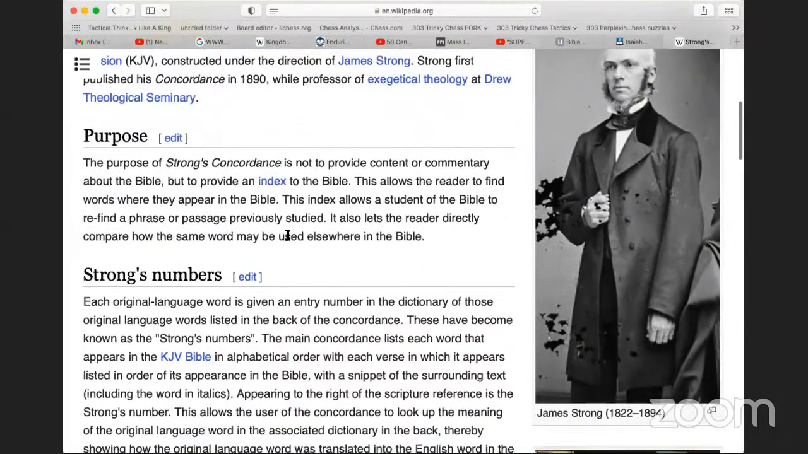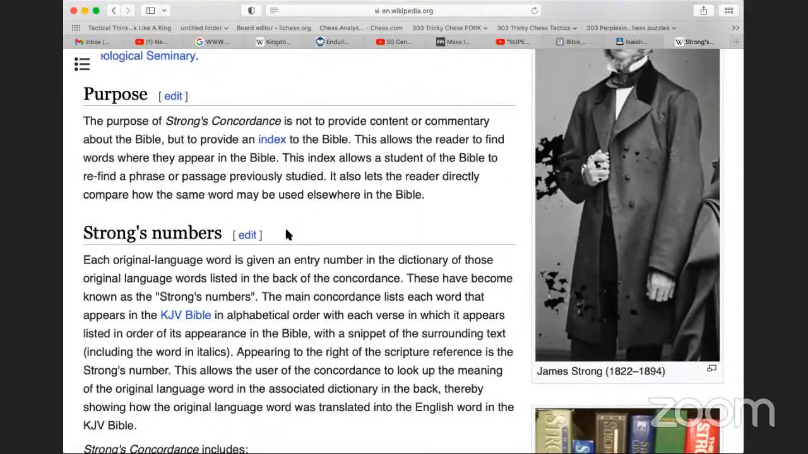Purpose. The purpose of Strong's Concordance is not to provide, listen what it's not going to do, it's not going to provide content or commentary about the Bible. Go get a commentary Bible for that. But to provide an index to the Bible. Index, index, index. This allows the reader to find words where they appear in the Bible.